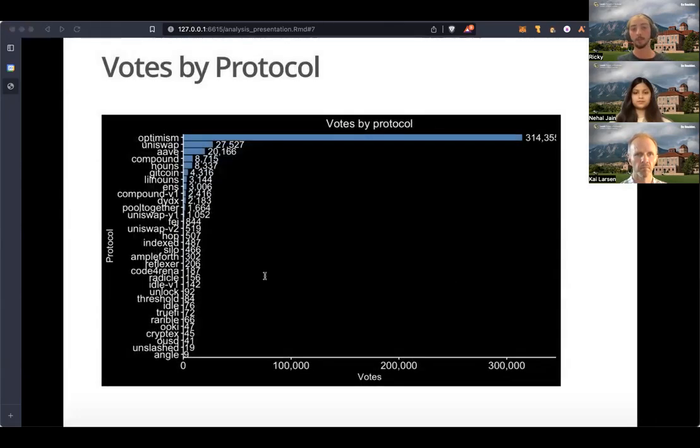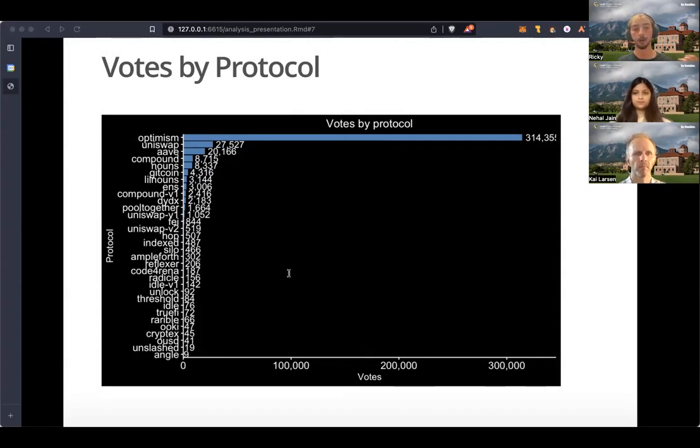Next we can see the number of on-chain votes for each protocol. Here we can see Optimism is really ahead of everyone else by a pretty large margin. Another thing that really jumps out as interesting based on these two charts alone is the difference between the number of token holders and the people that are actually participating in voting on-chain for a given DAO.